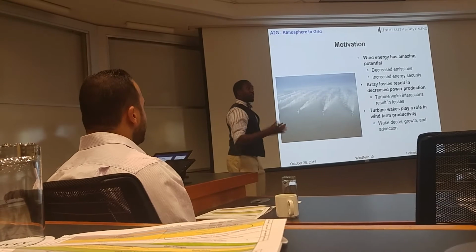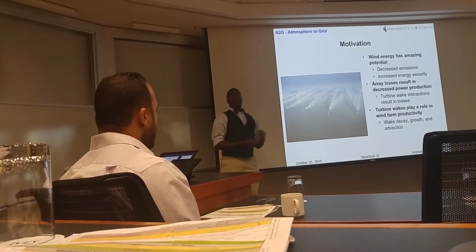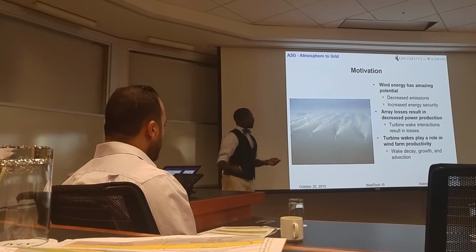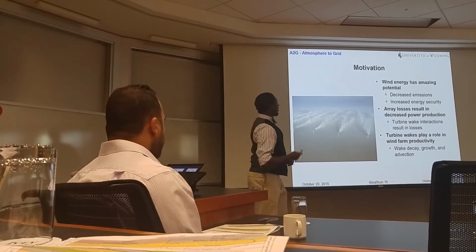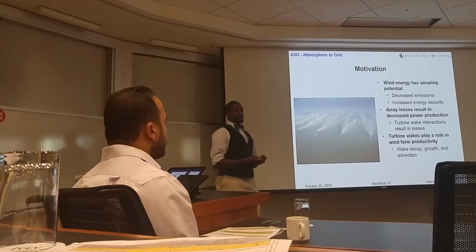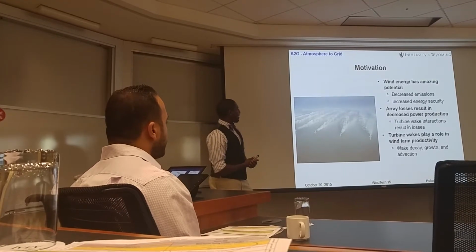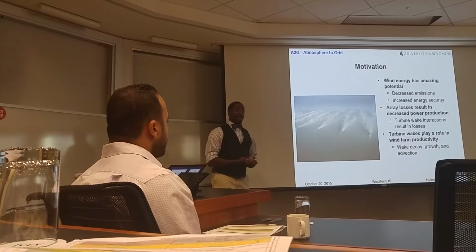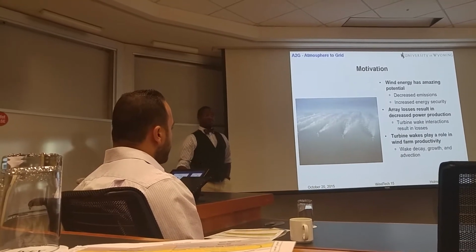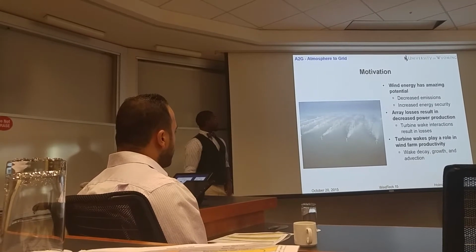In a galaxy far, far away, a time long, long ago, wind was the predominant source of energy. Unfortunately, that's not how it works. It's in Star Wars. And this is a Dagobah tattoo. Wind energy has amazing potential, but we know array losses, to be honest, they just suck. And turbulent wakes play a large role in how wind farms produce energy. So we need to understand it. Decay, growth, convection, how do we deal with this?